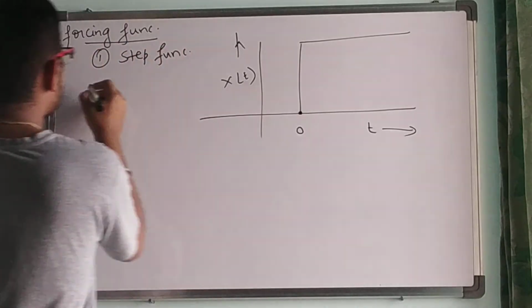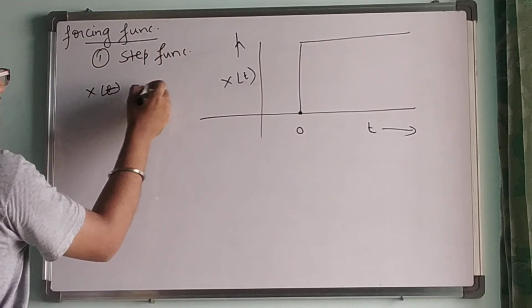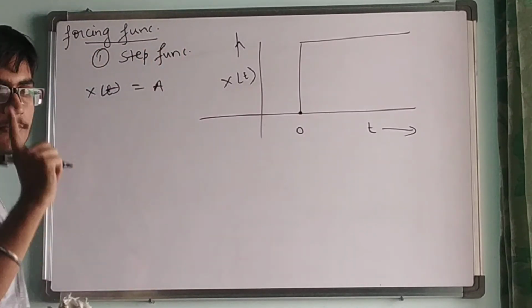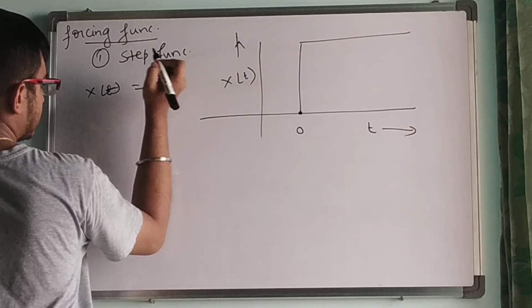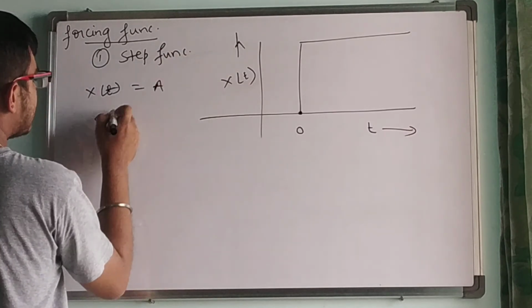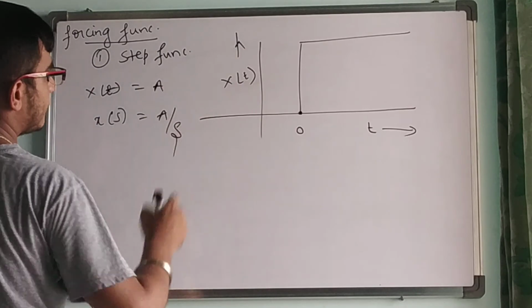So for step response, the function x of t is given as a step response. For that, x of s will be a by s.